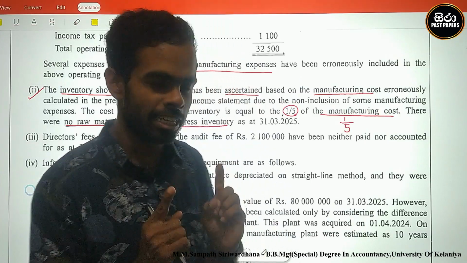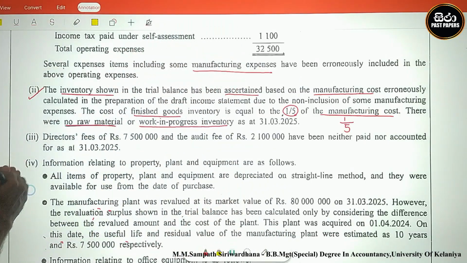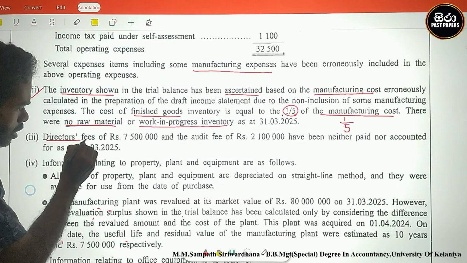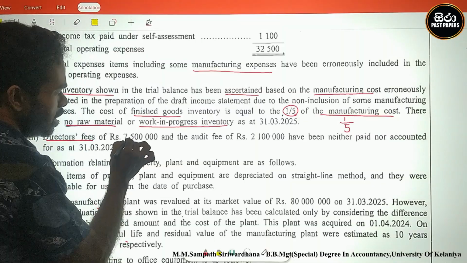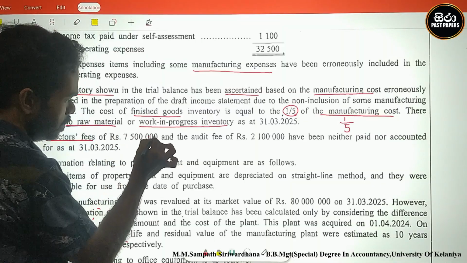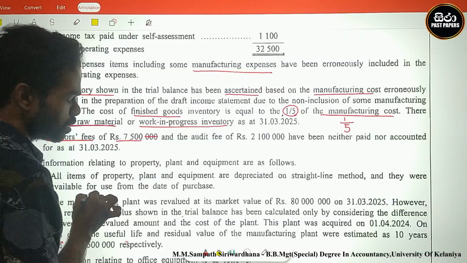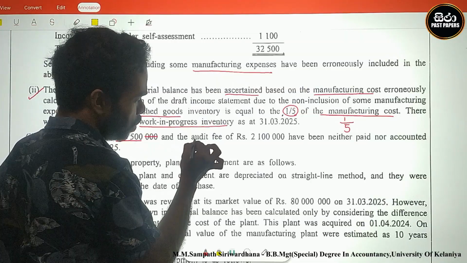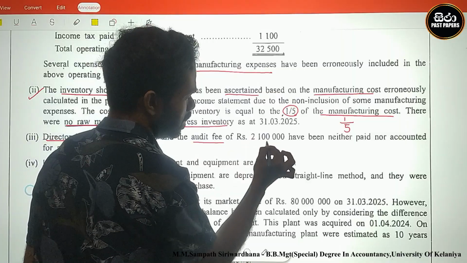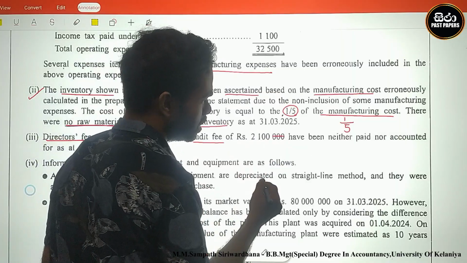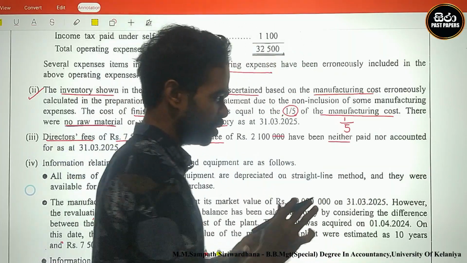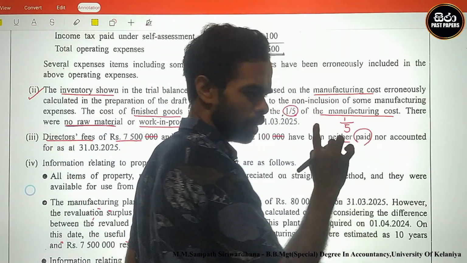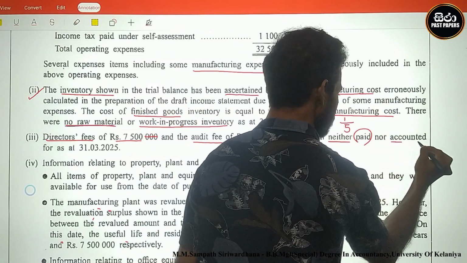Okay, let's see the next adjustment. This is the third adjustment. What is that? This is the easy one. Look here. Director's fee. This is the administration expense of director's fee, 7.5 million means 7,500, and audit fee 2.1 million means 2,100. There's no payment and no accounting.